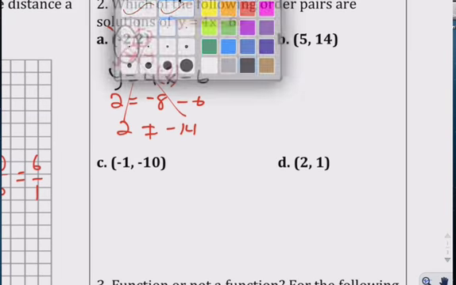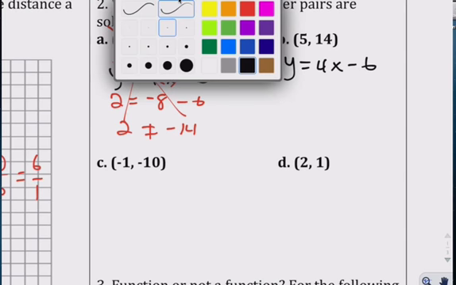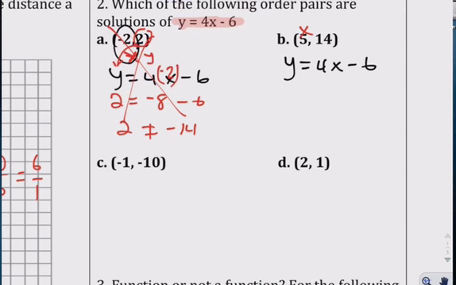Okay. If y equals 4x minus 6, now x is 5, so put 5 there, and 14 is y. So 4 times 5 is 20 minus 6. Is that equal to 14? Yeah. 14 equals 14. So one of the solutions is B. B is the solution. Let's see if C is the solution.